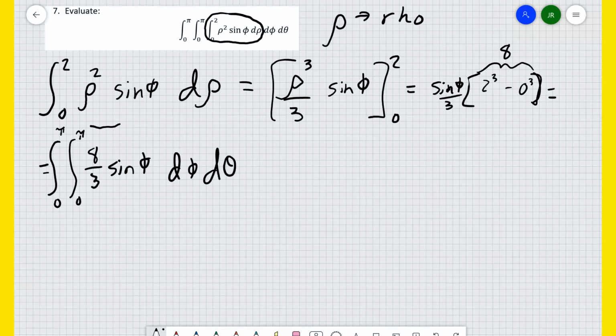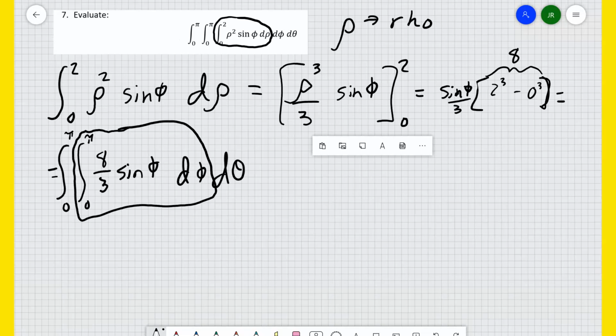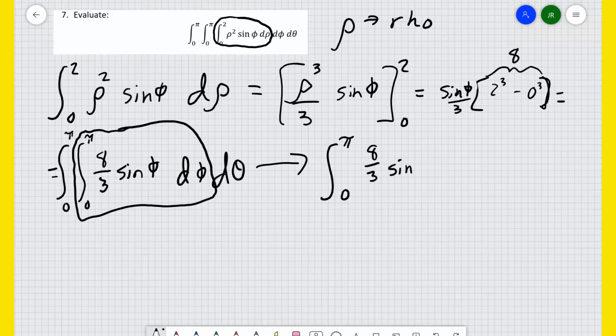So now I'm doing this inside, the next layer from the inside of the integral. So I'm just doing that one. So the integral from 0 to pi of 8/3 sine phi d phi. That's all I'm doing in this step. So the integral of sine of phi is negative cosine phi. So this is going to be negative 8/3 cosine phi.